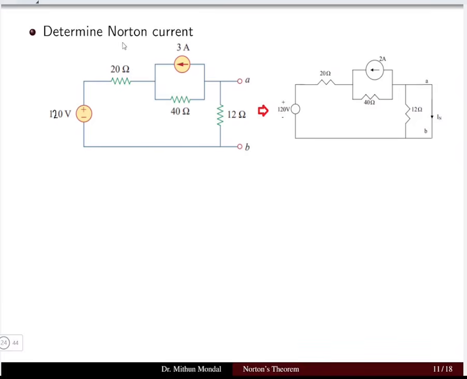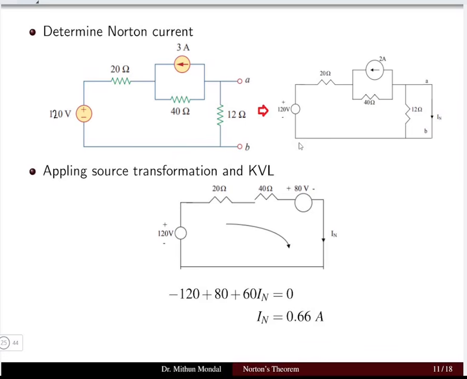Now we determine the Norton current. To determine the Norton current, we short circuit the terminal AB of the original circuit. That will be the Norton current which is flowing. Now you can apply different theorems, KVL, KCL, superposition, source transformation, any theorem you can apply to find the Norton current. Let us see how to do that.